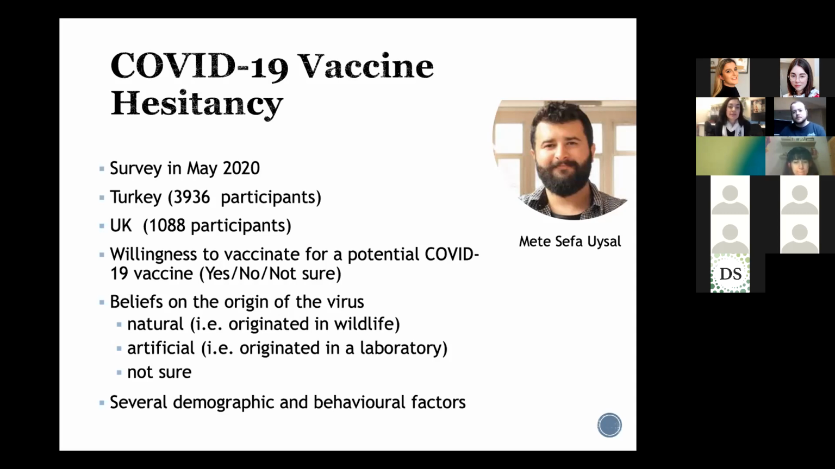We conducted a survey looking at anxiety response in the UK and Turkey during the first lockdown. Because there were also lots of rumors about the origin of the coronavirus, we wanted to add questions on that. We were interested in understanding what people believed about the origin of the virus and their willingness to vaccinate for a potential COVID-19 vaccine as well. And of course, we had several demographic and behavioral factors too.